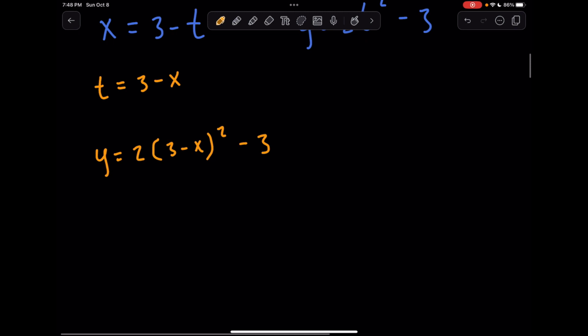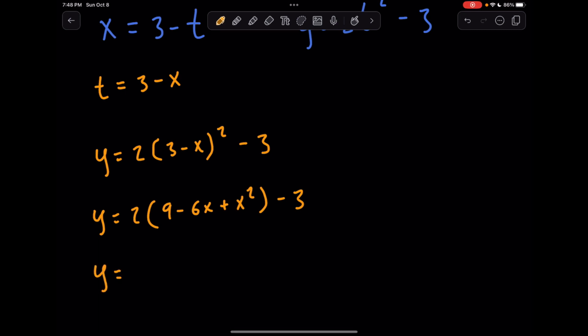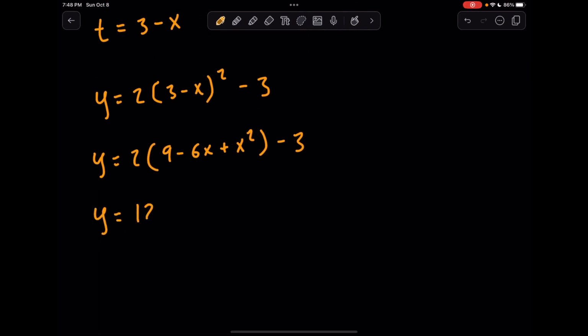From here, it's just algebra. So y equals 2 times, and we will FOIL this out, 9 minus 6x plus x squared, minus 3. And we'll distribute the 2. So now we have that y equals 18 minus 12x plus 2x squared minus 3. And combining the 18 and the negative 3, we have that y equals 15 minus 12x plus 2x squared.